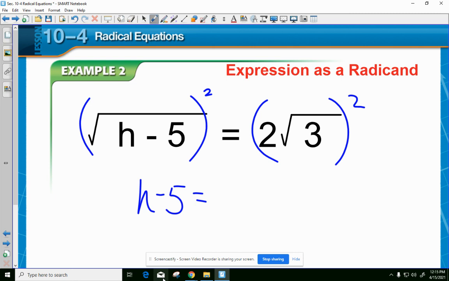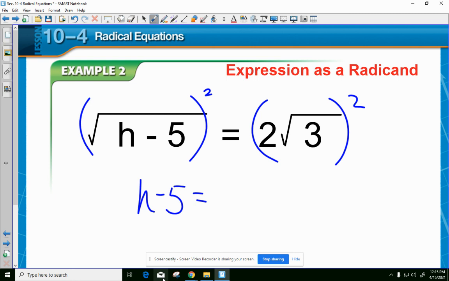What's up? Did you have to do that? The other side is 12. How'd you figure that out? It's the square root, it's just 3 and then 2 squared is 4, so 4 times 3. Okay. I got it right this time.